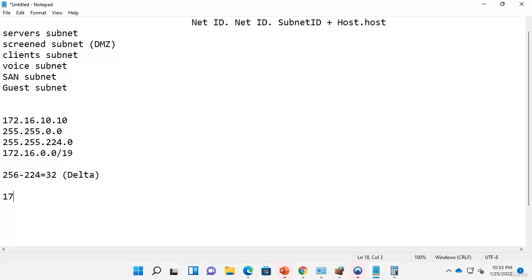Okay, your first subnet is going to be all zeros. Your second subnet is going to increase by the value of the delta. Your third subnet is going to increase again by the value of the delta. Your fourth, again by the value of the delta.